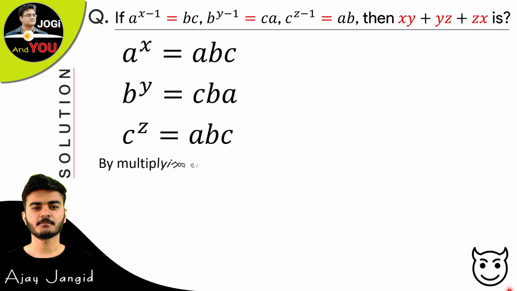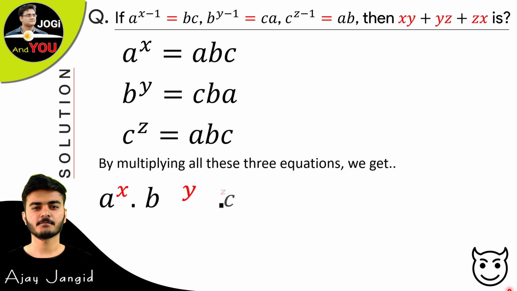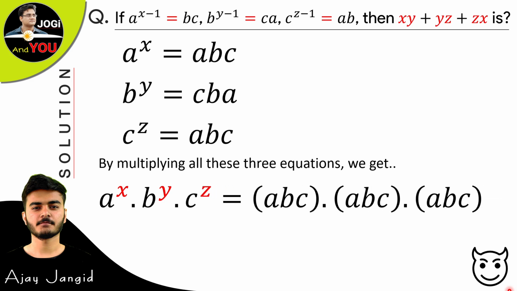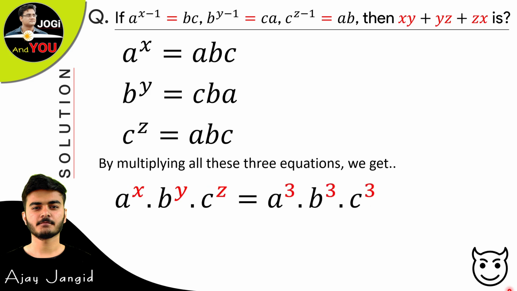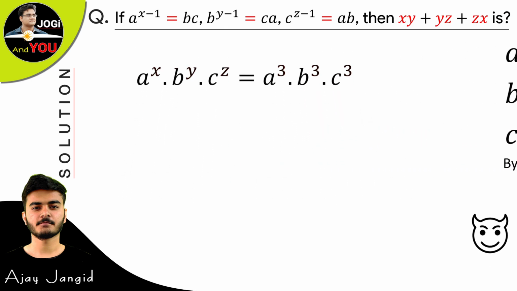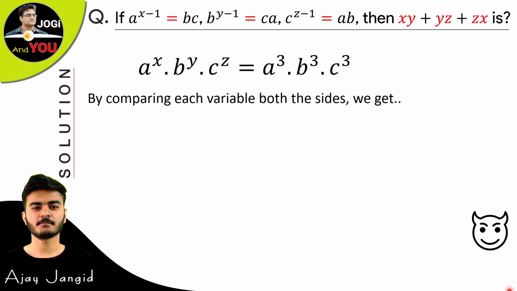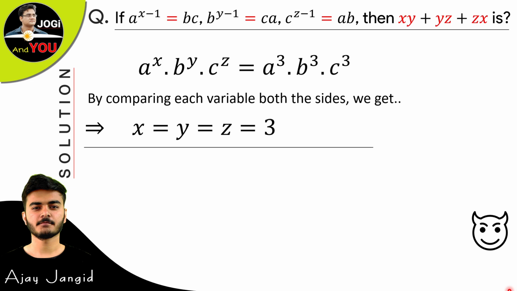By multiplying all these three equations, we get a to the power x dot b to the power y dot c to the power z is equal to abc, abc and abc. Now on the right side we have 3 times a, 3 times b and 3 times c multiplied, so we can write this as a cube, b cube and c cube. Then just wipe out all the extra things here, and by comparing each variable on both sides, we get the values of x, y and z absolutely equal to 3.